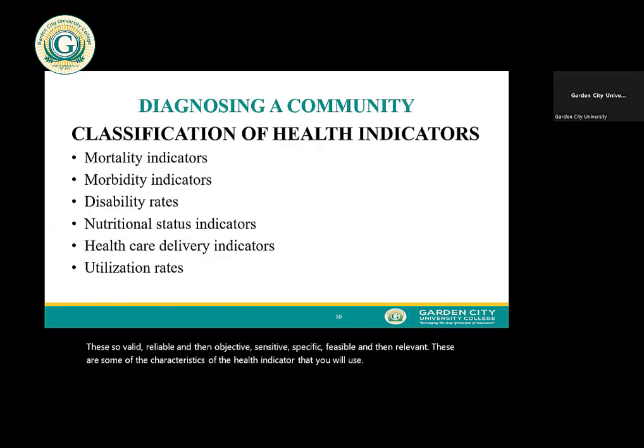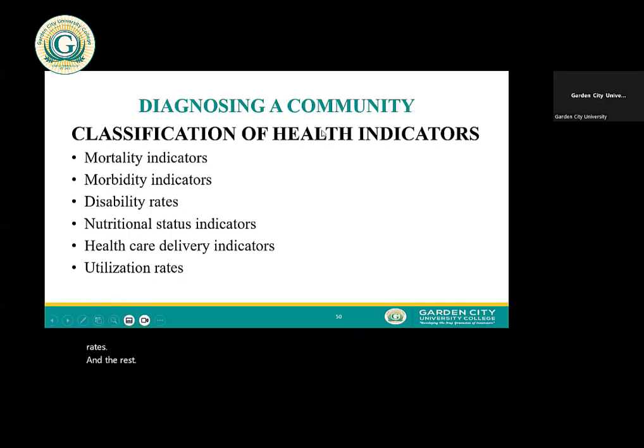So let's look at the classification of these health indicators. We have mortality indicators, for example the infant mortality rate, the crude death rate, maternal mortality ratio, case fatality rates, and the rest. Then we have morbidity rates.